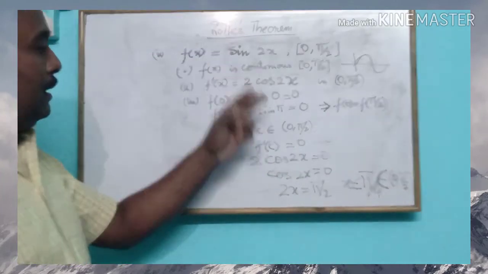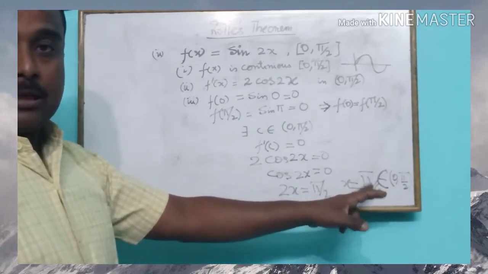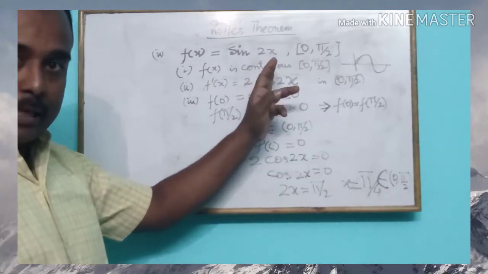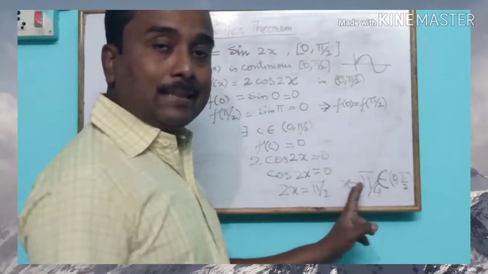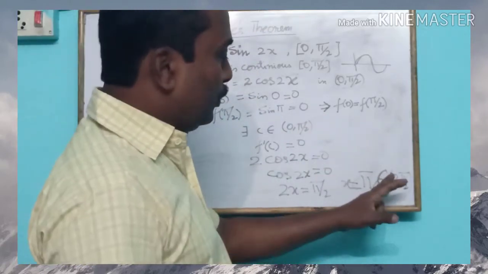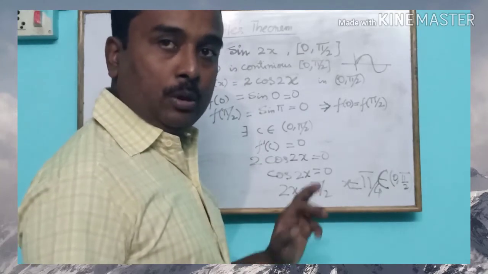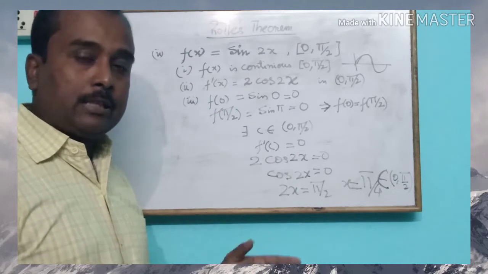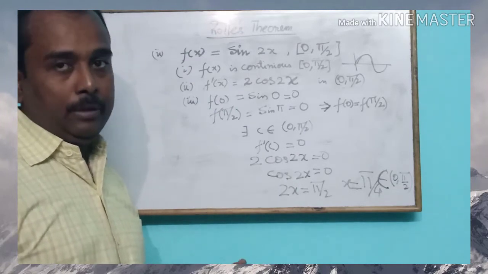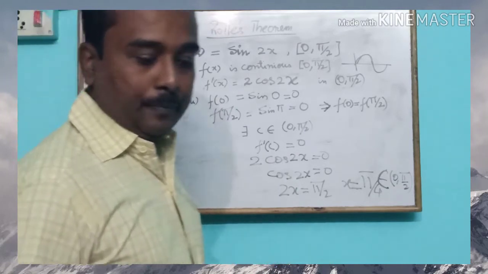Hence, the conditions of Rolle's theorem were first of all satisfied, and we have also calculated the value of x, which lies in the open interval (0, pi/2). I hope you have understood the problem. Now we will see what is the statement of Lagrange's mean value theorem, LMVT.